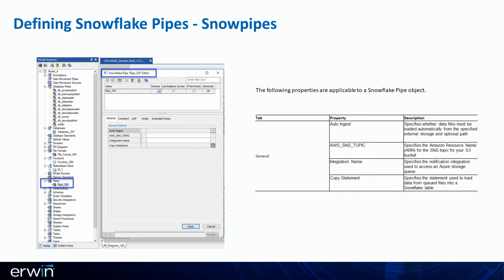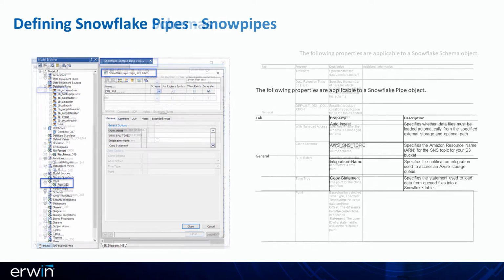Defining Snowflake pipes or Snowpipes. Snowpipes enable loading data from files as soon as they're available in a stage. This means you can load data from files in micro-batches, making it available to users within minutes. Snowpipes load data according to the copy statement defined in a referenced pipe. Here you can see the copy statement as part of the Snowpipe object in Erwin DM.